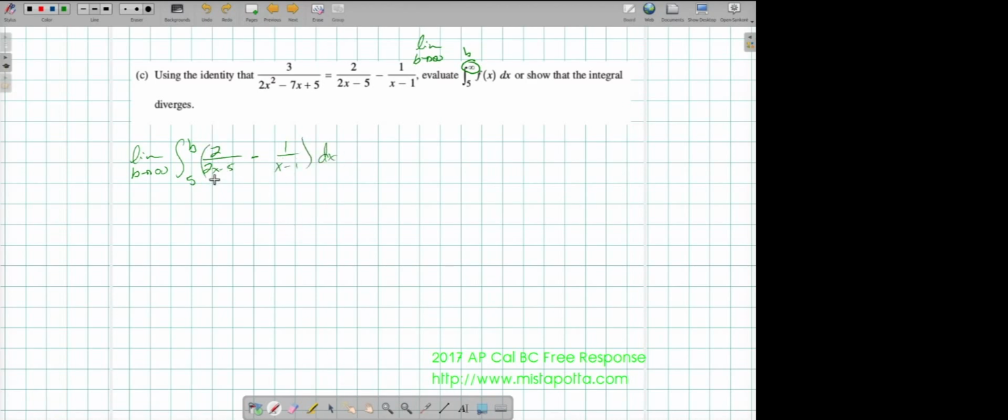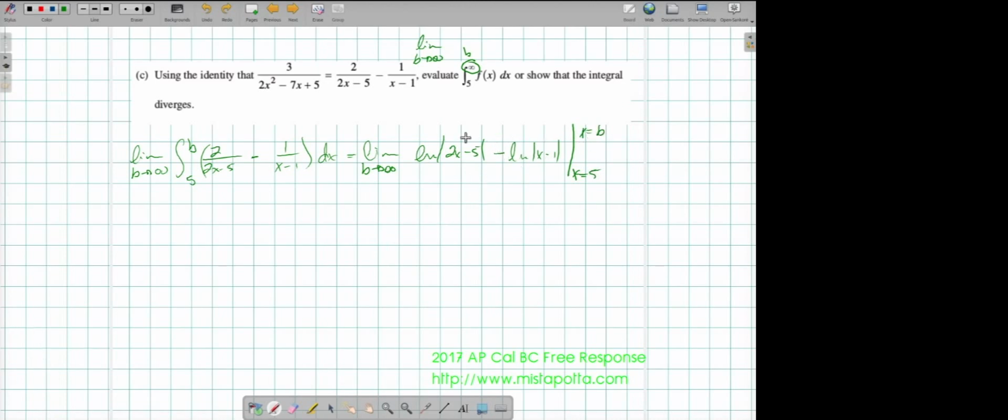So if I'm integrating it, this is a natural log. If I let u be 2x minus 5, then du is going to be 2. And so this comes out to be, again, having to put that limit down, the natural log of the absolute value of 2x minus 5 minus the natural log of x minus 1. And I'm evaluating this from x equals 5 to x equals b.